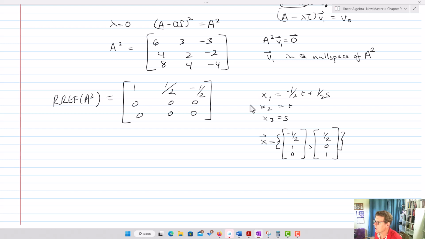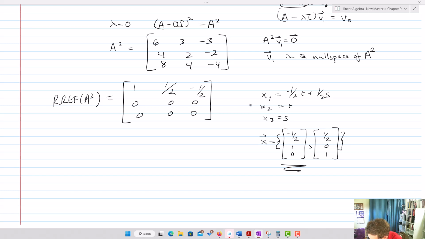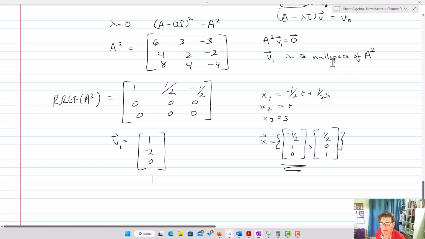We could choose either one of those vectors, or we could choose a linear combination of those vectors. They're all in the null space. So I'm just going to choose this one right here. I'm going to multiply it by negative 2. So I'm going to let v1 equal, not negative 2, but 1, negative 2, 0. All right, so that's going to be my v1.